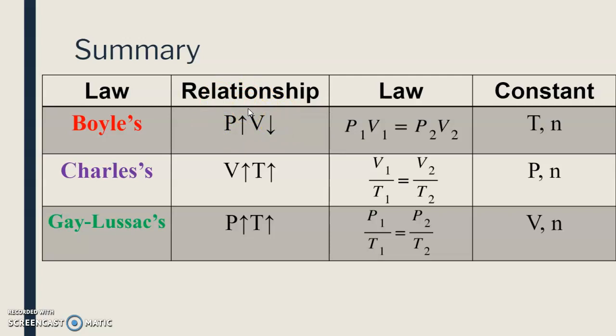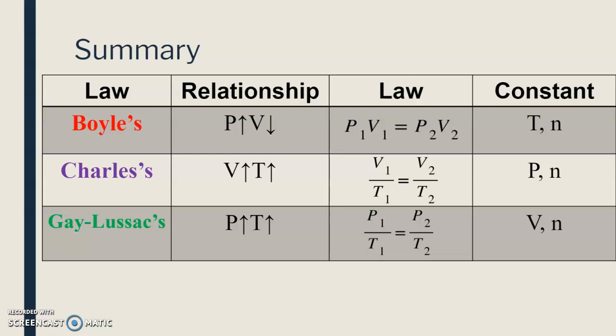The law, the equation is P1V1 is equal to P2V2. And the things that are being held constant will be the temperature. That means we don't factor it in, and N, the number of moles. Now, I haven't talked about N as yet. We will talk about that later on, but that is also being held constant, okay?